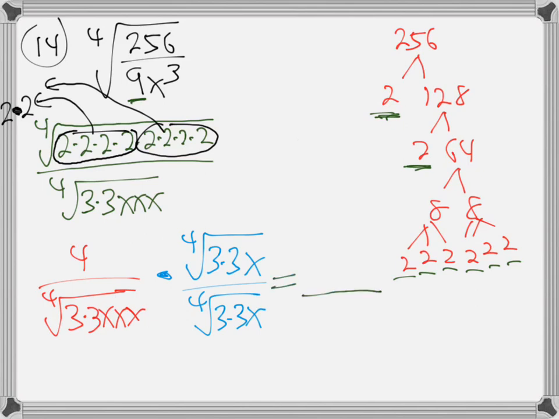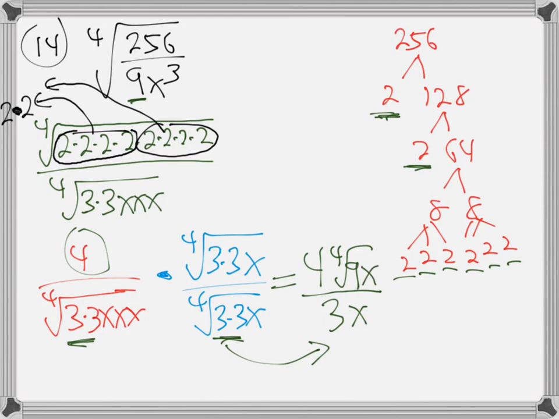And so what comes out on the bottom then? Just 3 and X, because those 4 3s ship out 1 3, and those 4 X's ship out 1 X. Now what happens on the top? Just crunch it together. But keep outsiders outside and insiders inside. So this 4 is an outsider, and that's the 4th root of 9x. Just make that 9x, and we're done with that one. Is that good? Got rid of the root from the bottom? Questions on that one?